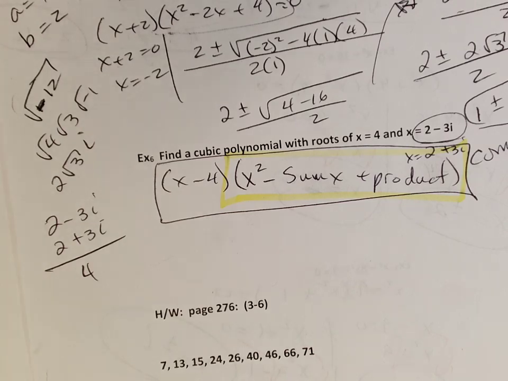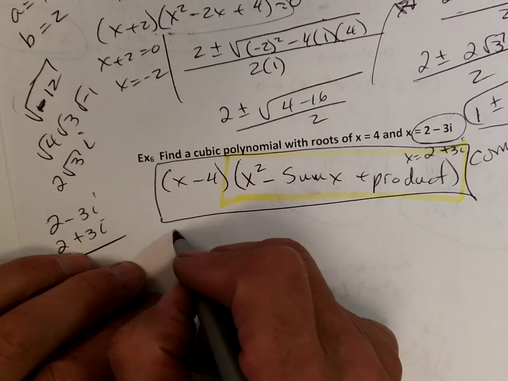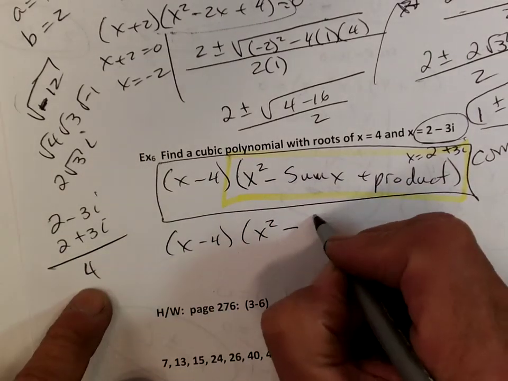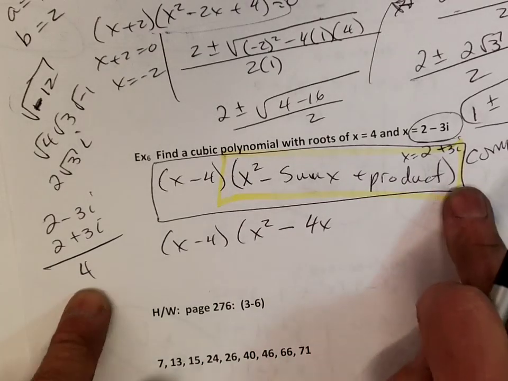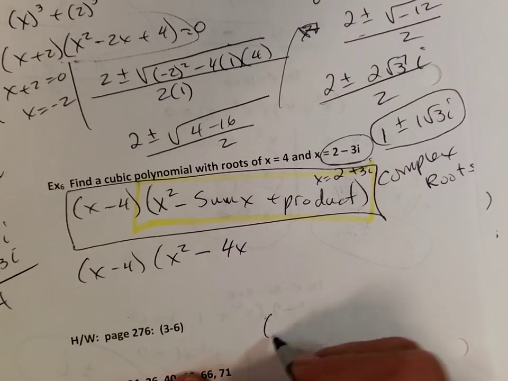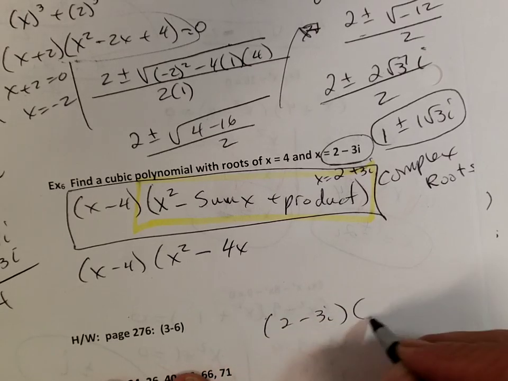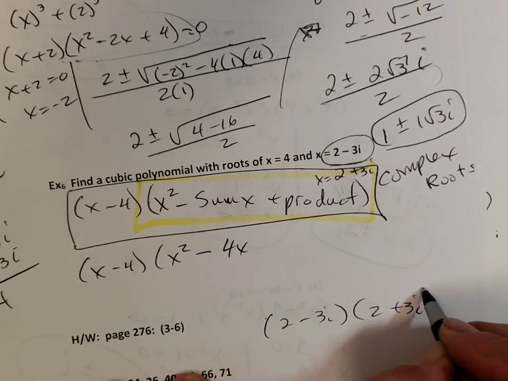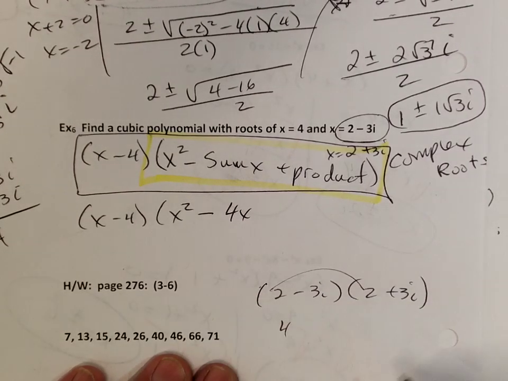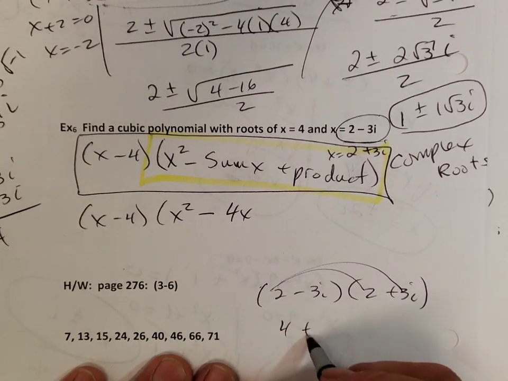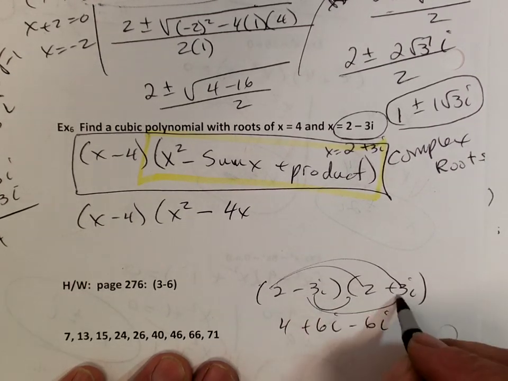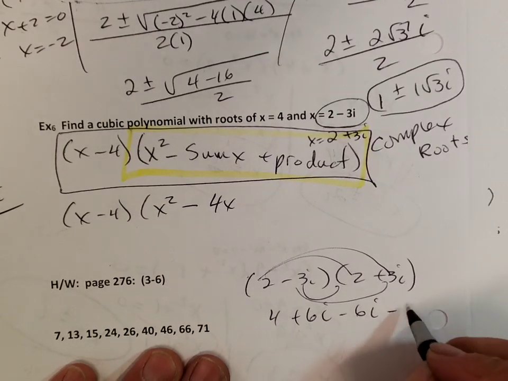Okay, so in this answer I'd have x squared minus 4x plus the product. Product means to multiply. So I take my 2 minus 3i times my 2 plus 3i. Let's multiply, okay? 2 times 2 is 4. 2 times 3i is a positive 6i. Negative 3i times 2 is a negative 6i. And negative 3i times 3i is a negative 9i squared.